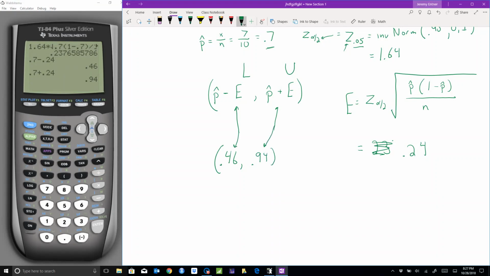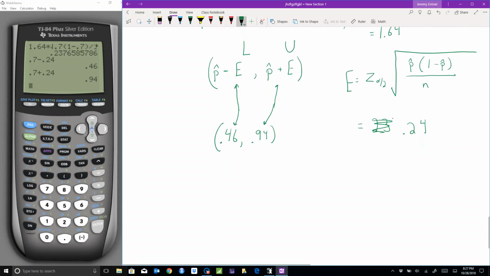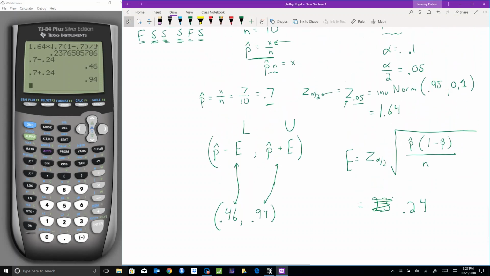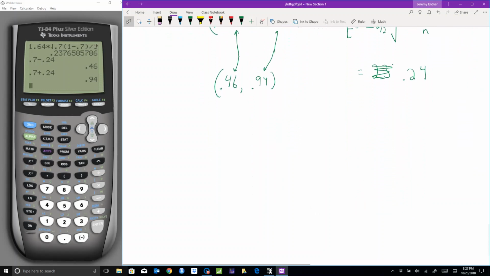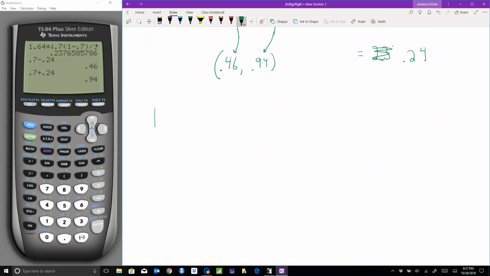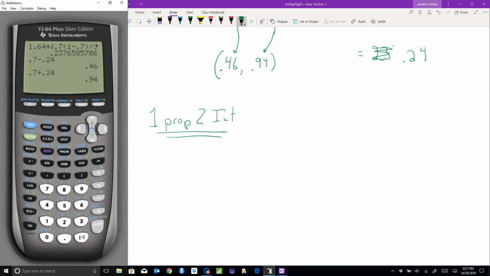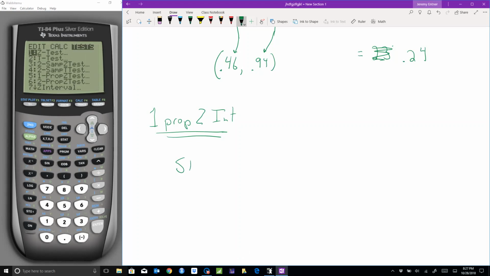Right. Now the easier way to do this is actually to just type it all into the calculator. There's a function that will do this for you. I'm going to slide this up here. And the function on here is called 1-PropZInt. And the way you're going to get to that is hit stat and go over to tests. So you just hit the stat button.